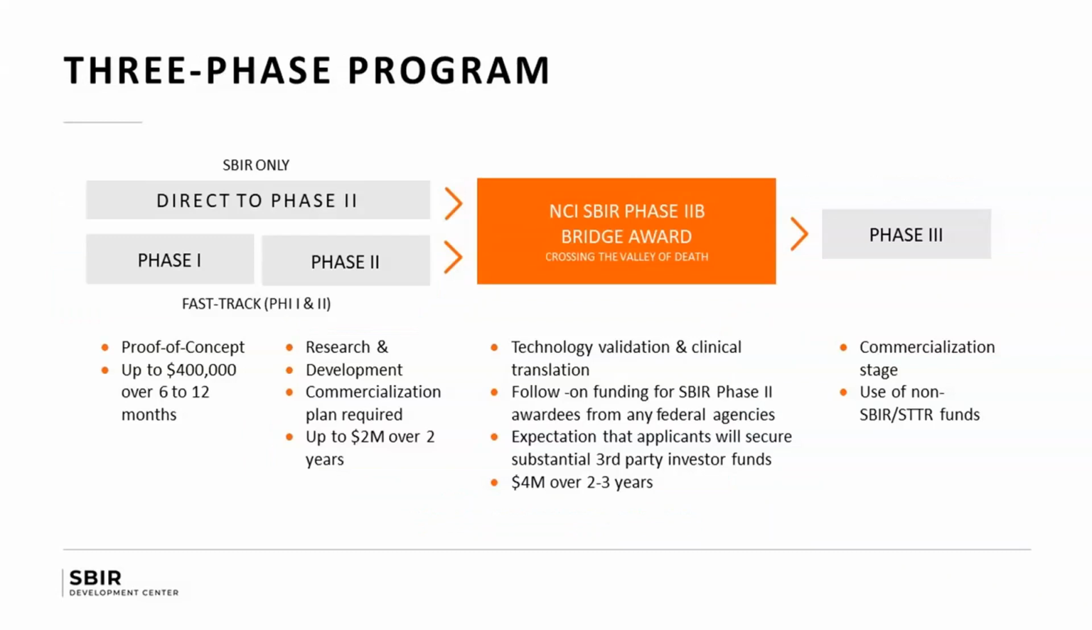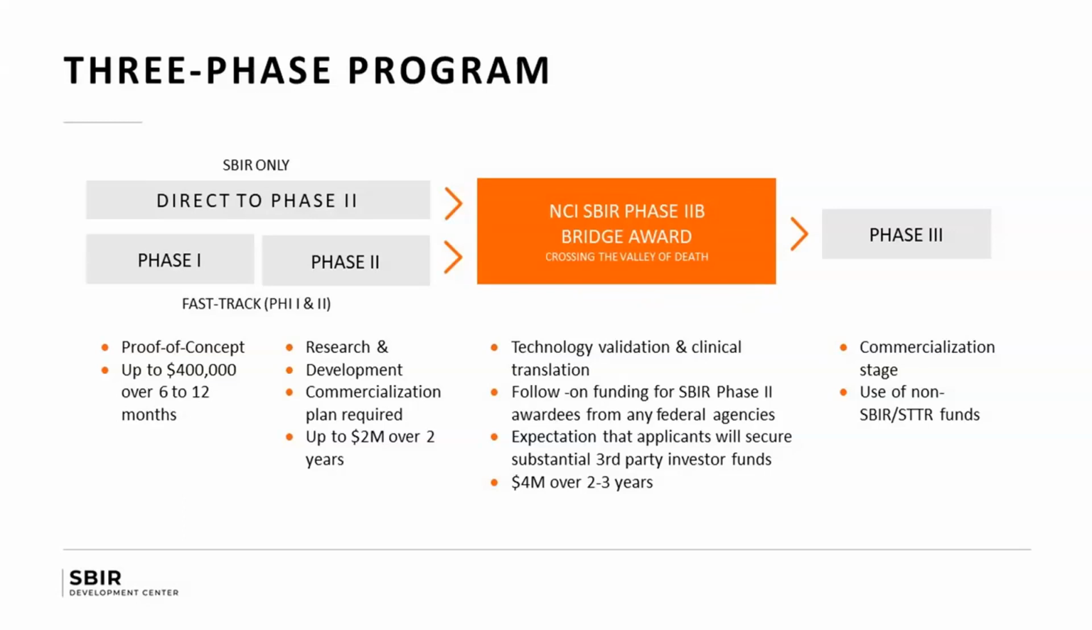SBIR is a 3-phase program. Phase 1 is typically a feasibility study or a proof of concept study. We have different funding limits that we put in place for our SBIR program. For the NCI, that funding limit is up to $400,000 for phase 1. If you're successful during your phase 1, then you have the opportunity to apply for a phase 2 award, which is the continued research and development of the technology. We allow funding up to $2 million over a 2-year time frame for our phase 2 projects.